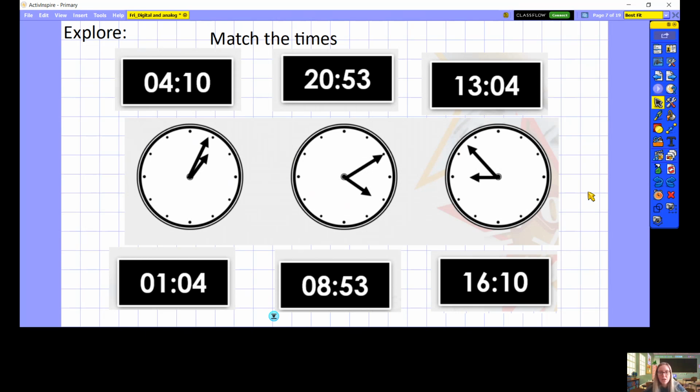Okay, again, you've got the times here for each clock. You've got a time in a 12-hour digital clock and the time in a 24-hour digital clock. So you need to match up each time with the clock. So you can either pause the video and have a go at that now, or you can go through it with me. So let's look at the first clock together.